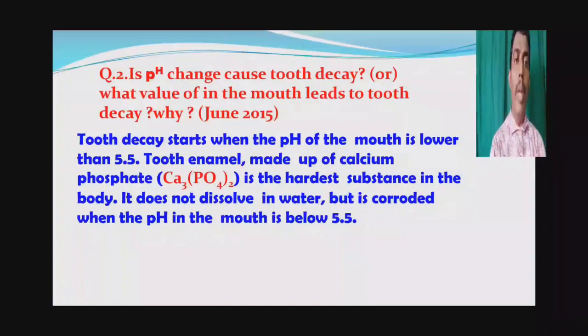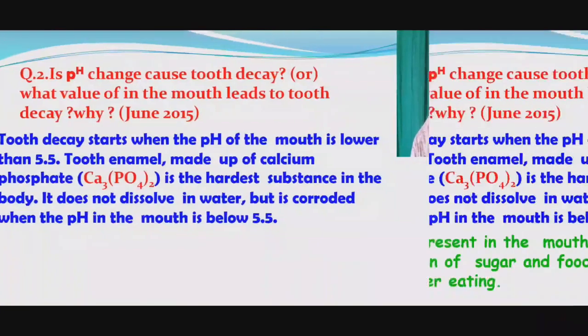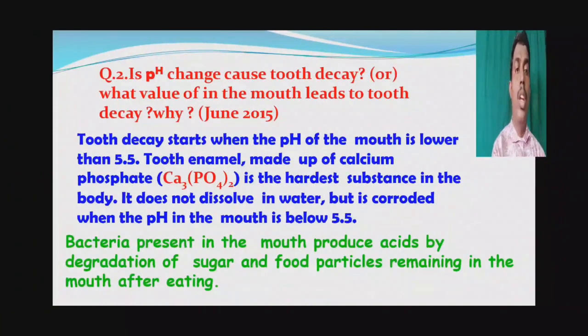Tooth enamel is made of calcium phosphate, formula Ca3(PO4)2. This calcium phosphate tooth enamel is the hardest substance in the body. This is very important. It does not dissolve in water, but is corroded when the pH of the mouth is lower than 5.5. Its acidic character increases and it will damage the tooth.